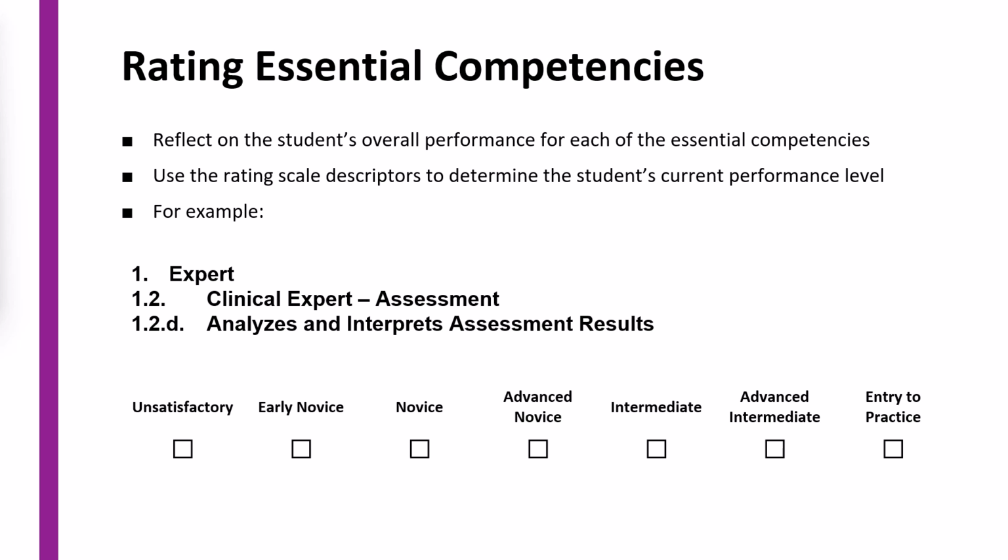When using the ACC, first reflect on the student's performance for each of the essential competencies, using the descriptors on the rating scale to help you determine their current level. In this example, you would consider how to rate the student on Essential Competency 1.2.D, analyzes and interprets assessment results. Using the rating scale descriptors as a guide, you would consider how much time the student takes, the amount of guidance they need, and the level of complexity of the tasks in order to determine the student's rating on this essential competency.